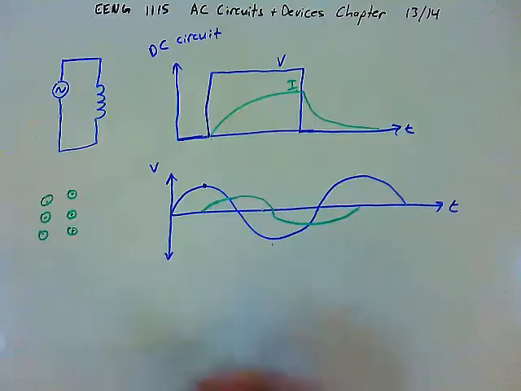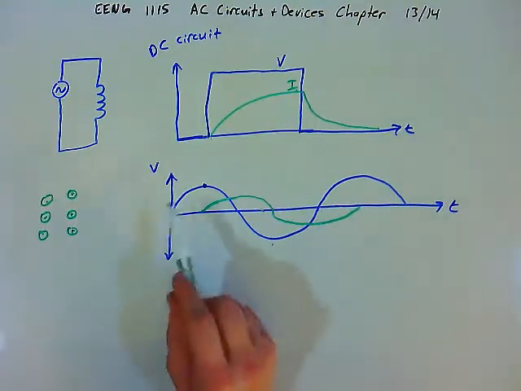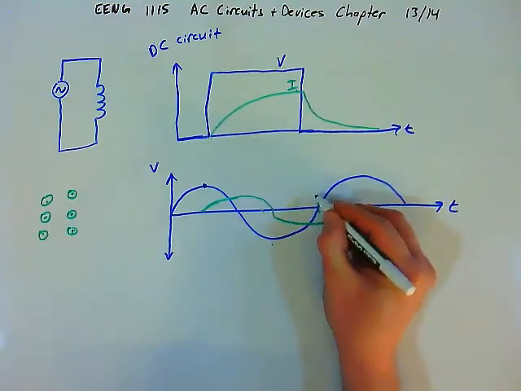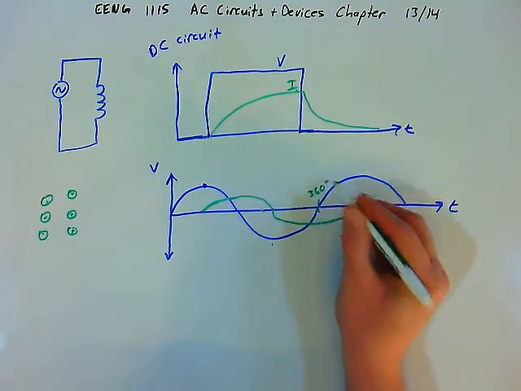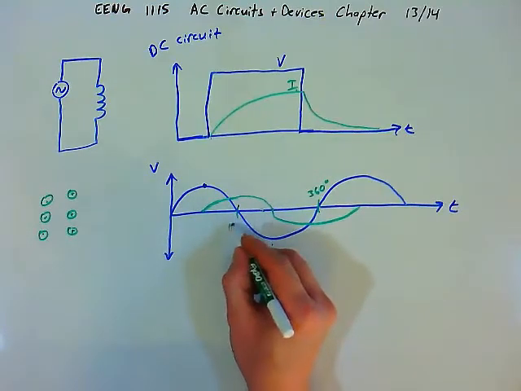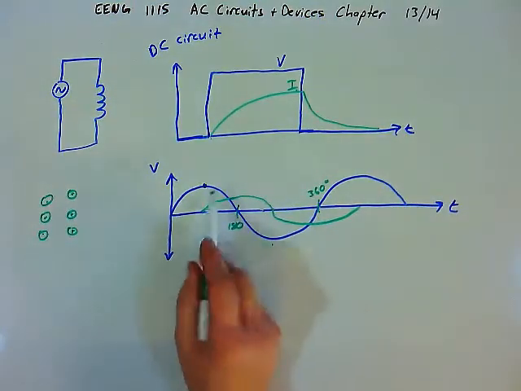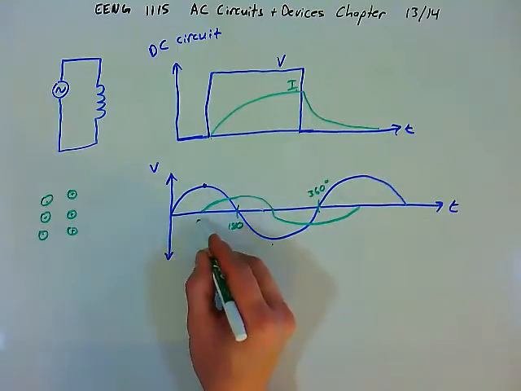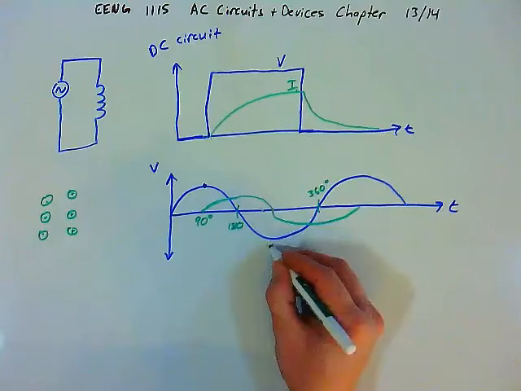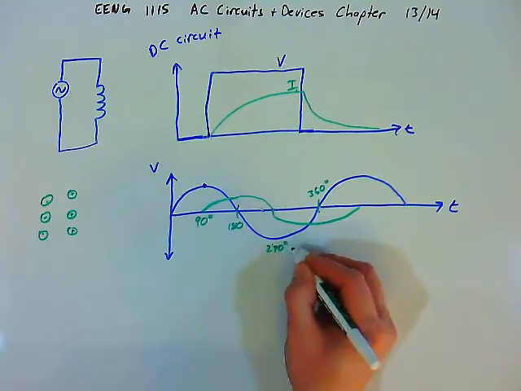And they are 90 degrees out of phase. So for one complete sine wave, that is 360 degrees. Let's say that this is 360 degrees. Here in the middle of the blue sine wave, this is 180 degrees. And here at the peak, that is 90 degrees. And here at the minimum, that would be 270 degrees.